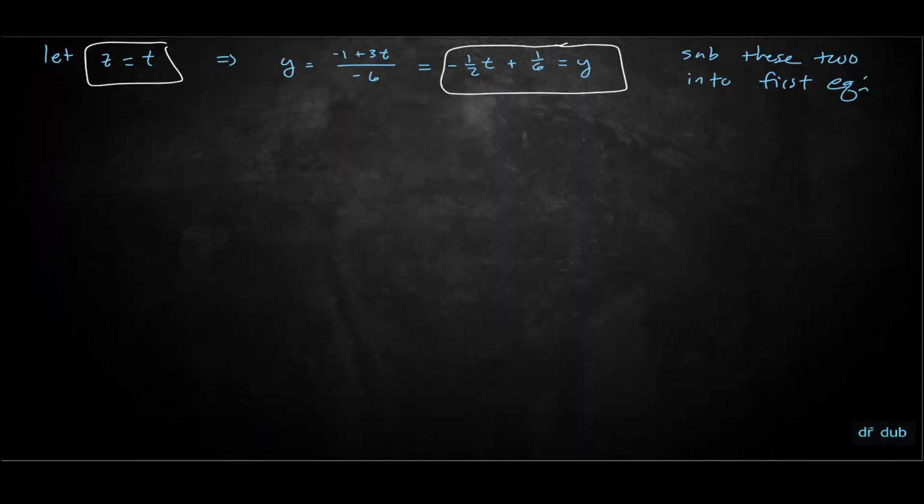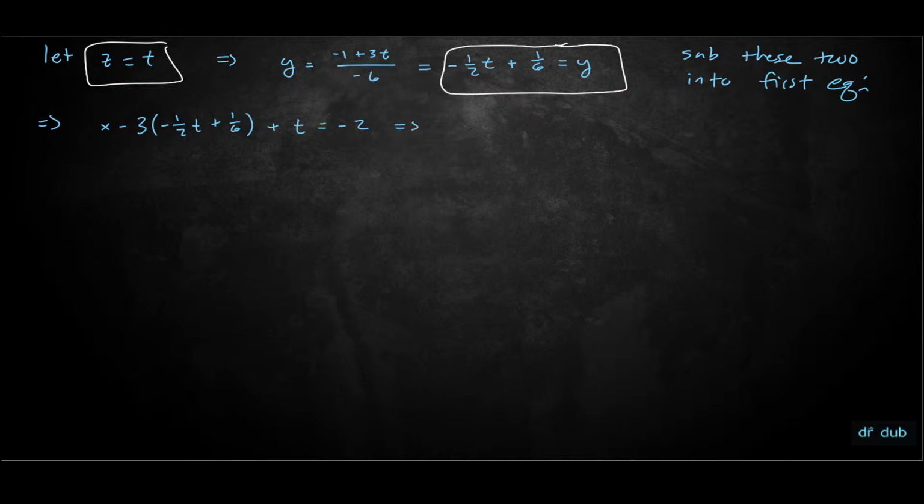Whoops. And that will give us x minus 3 times y, but y is -1/2 t plus 1/6, and plus z, which is just t, equals -2. And that was the first equation. I fixed that 3. Okay. Now I'll just distribute and solve for x.